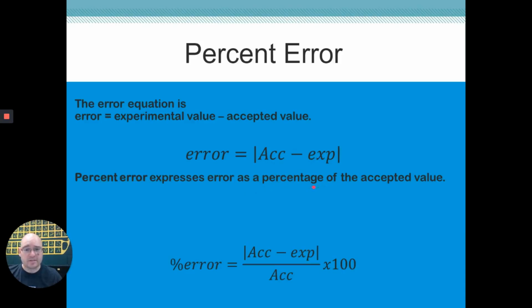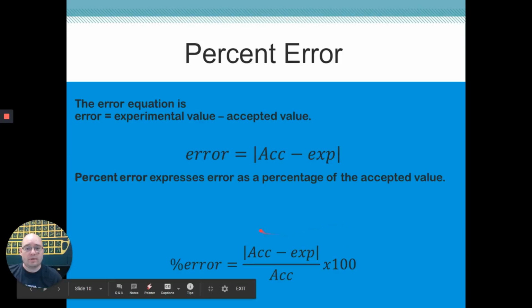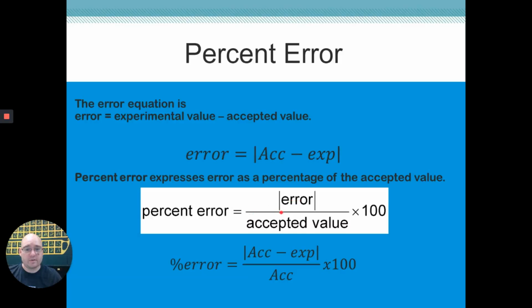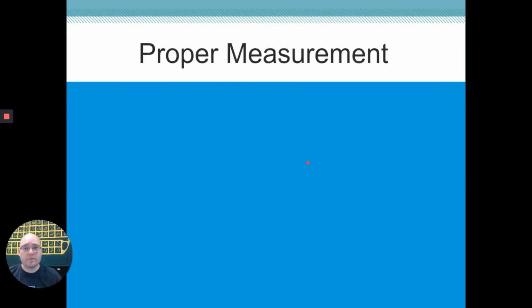Percent error expresses error as a percentage of the accepted value. So a percentage is a part divided by a whole. Alright, so my percent error is my error. Notice that this part here and this part here are the same thing. So it's my error divided by my accepted value times 100. Okay, so there's our thing. Percent error is our error divided by our accepted value times 100. So this is the percent error equation. I'm going to do some example problems for you here in a moment, and we will go on from there.